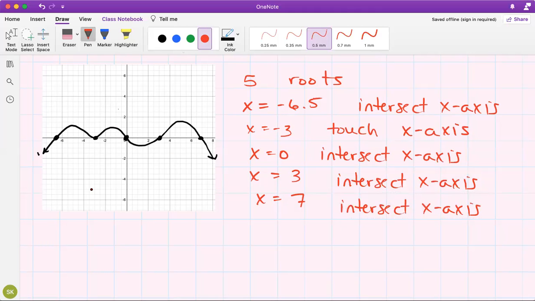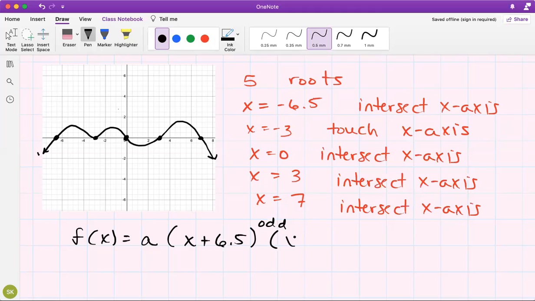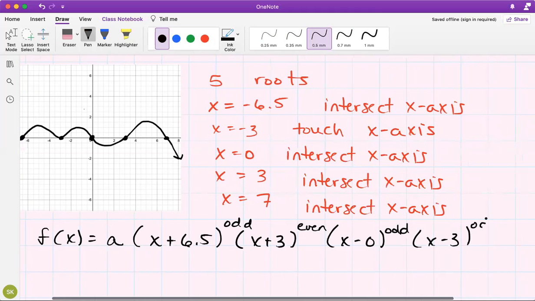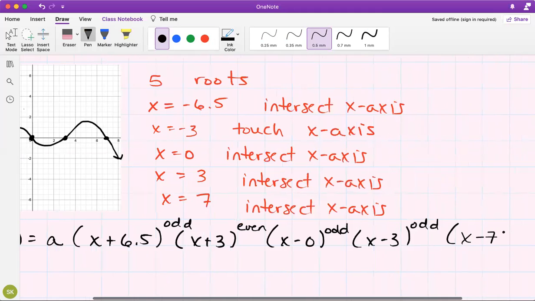So what's going to happen is when we see the actual written function of this, we're going to have something that looks like a number on the outside. So you could have something like, I'm just going to put a for a number, x plus 6.5 to an odd power times x plus 3 to an even power. Then you're going to have an x minus 0 to an odd power, an x minus 3 to an odd power, and an x minus 7 to an odd power.